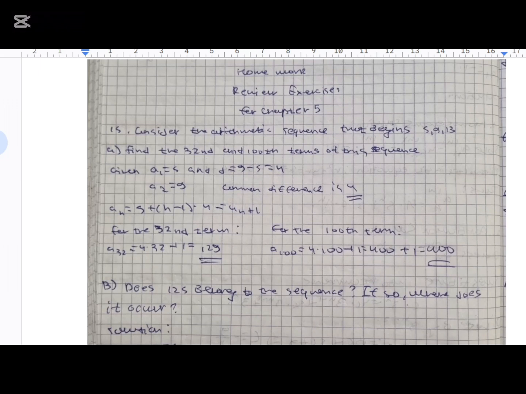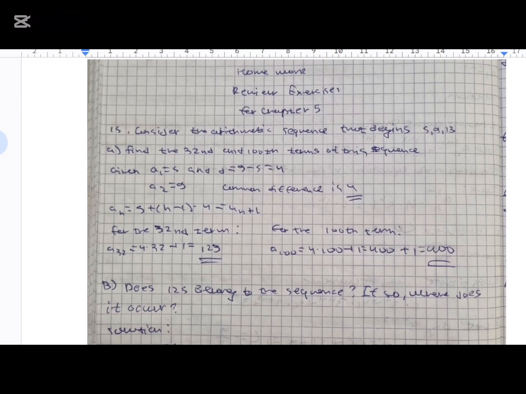So today we have 3 exercises from the review part of chapter 5, and the first one is the 15th exercise. It's pretty simple arithmetic sequences, and in part A we have to find the 32nd and 100th terms in this sequence. The first term is 5, the second is 9, and the third is 13. If we subtract 5 from 9, the first from the second, the common difference is 4. So if we apply this to the formula that is given, we can understand that the 32nd term will be 129, and the 100th will be 401.